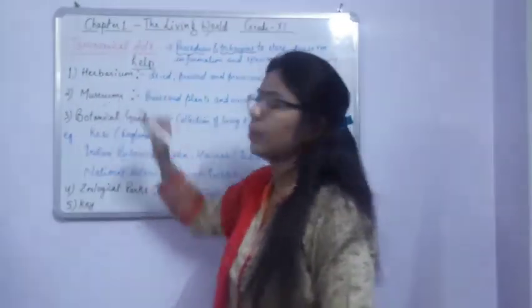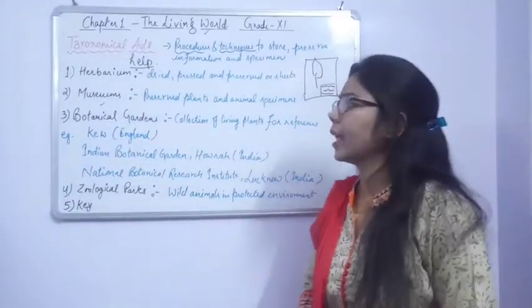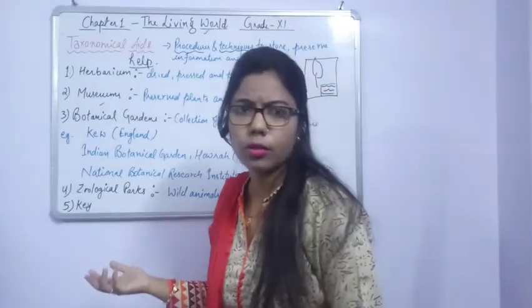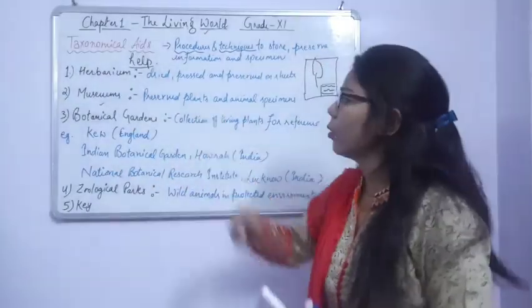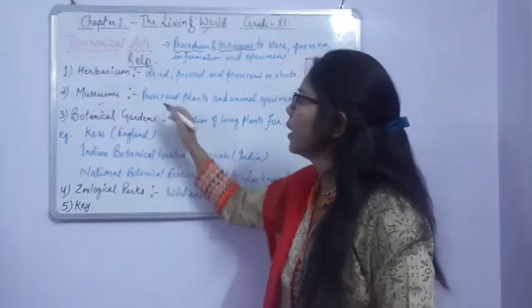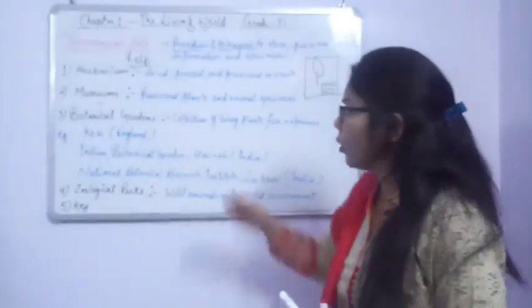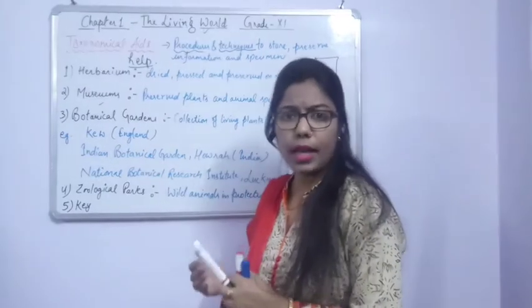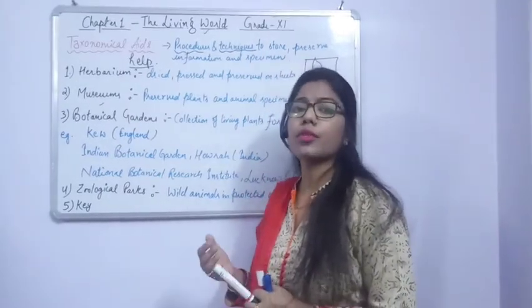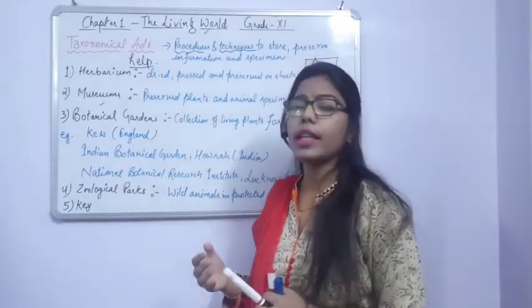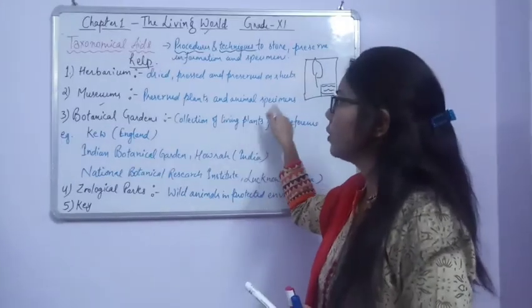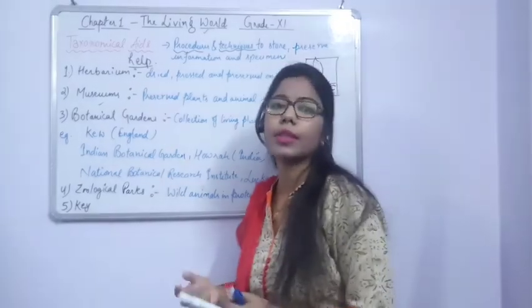Second one is museum. We know about the museum. It can be in school also, in colleges also, in any town. So what is this museum? It has preserved plant and animal specimens. So what are we doing? We are preserving some plants which are important for us or which we have collected from any important place, and along with this we are dealing with animal species.